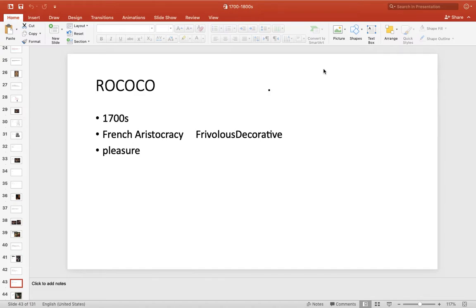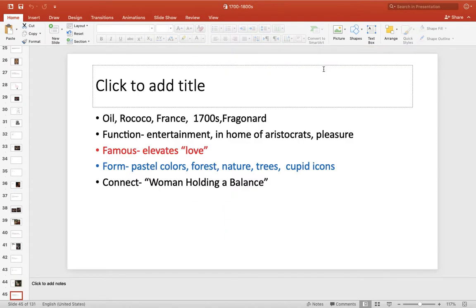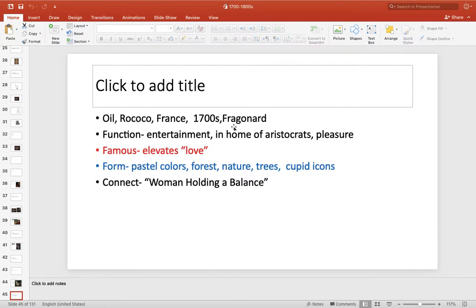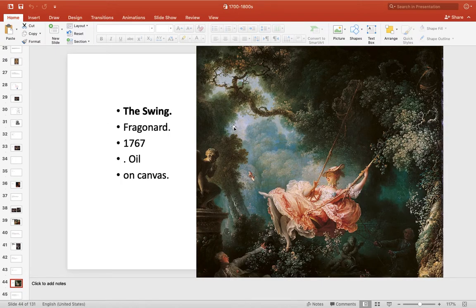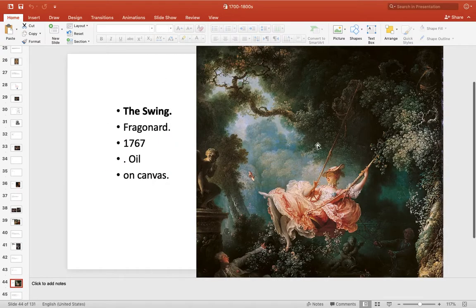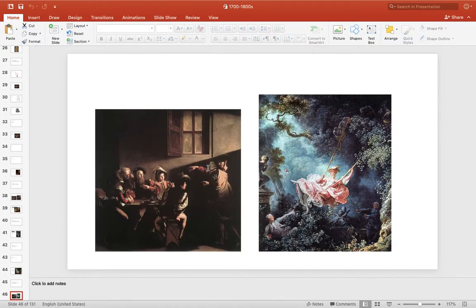Rococo, 1700s, the French aristocracy. Okay, the swing. Yes, here we go. All right, there's the swing. We love the swing. Kind of paint, oil, style, Rococo, place, France, 1700s, artist, Fragonard, function, entertainment. This would go in a rich person's home, an aristocratic home. Famous, it elevates love. It's not about Pope, it's about Moses, it's not about Jesus, it's about love. Form, pastel colors, trees looking like lightning, life, nature, icons of Cupid. And connection, it's connected to, oh, here we go.